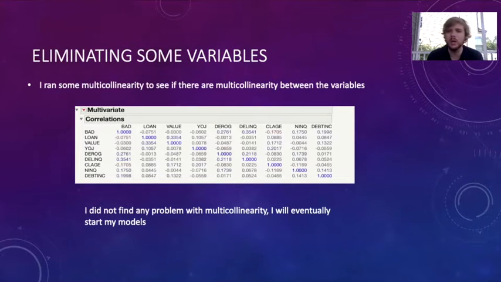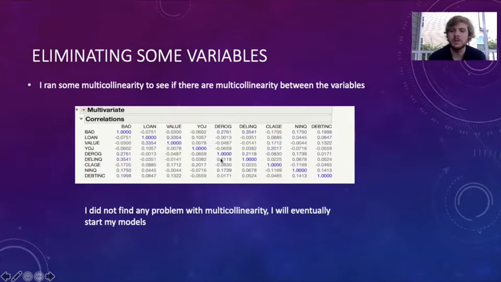So I ran a multicollinearity check as well to see if there was any multicollinearity between the variables. And as you can see, I didn't find any multicollinearity between these variables. Values were really good. The maximum that I found was 21%, similar to 35%, but that's really okay. So I did not find any problem with multicollinearity.